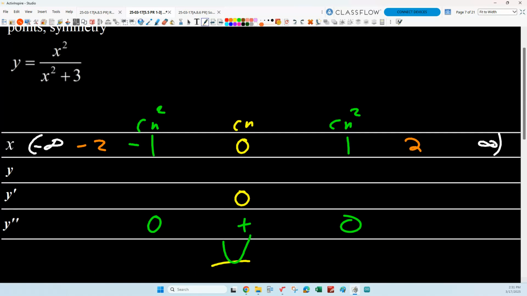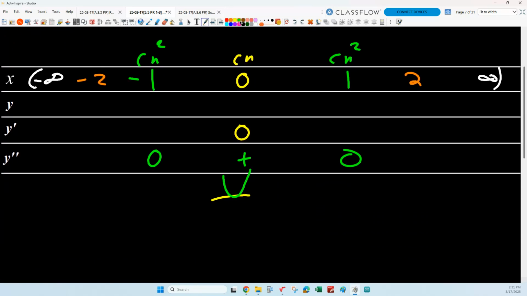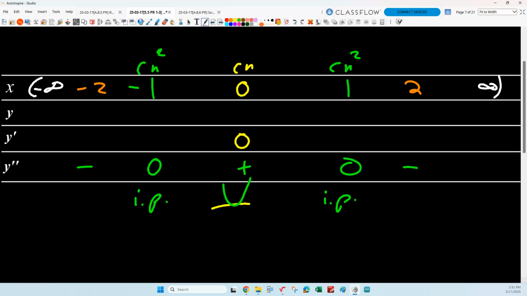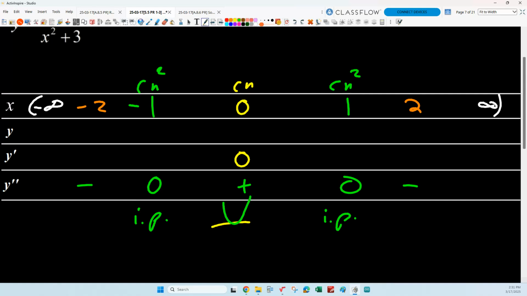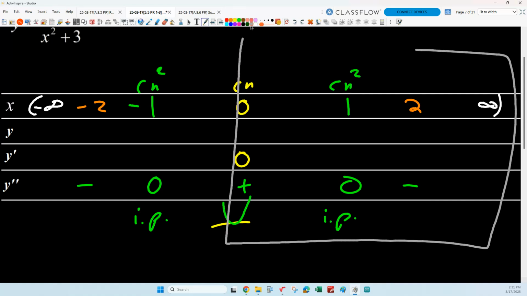Okay, so what's that make both of those? Inflection points. And we did some extra work, didn't we? We didn't really need to do all that, right? Because this thing has symmetry about the y-axis, we really could have just graphed that half of the table and then reflected it, right?